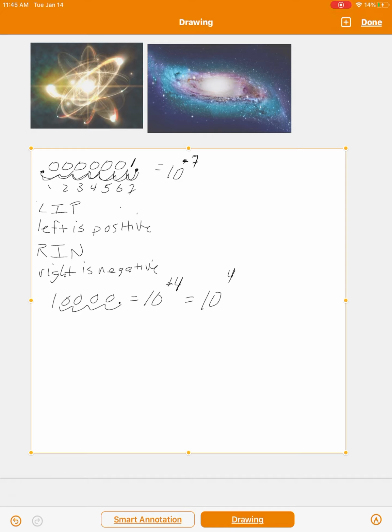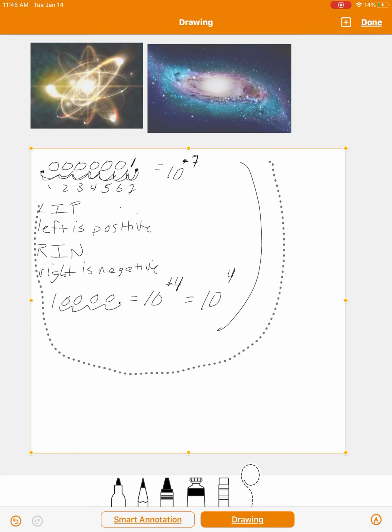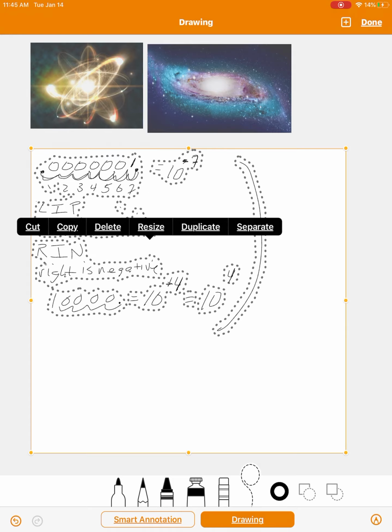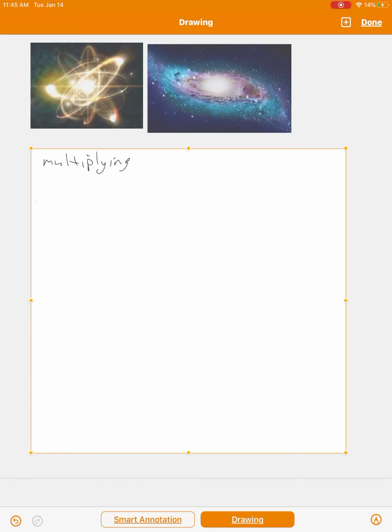Okay? So that's one aspect of it. Again, I'm going to go ahead and erase all of this so that we can now move on into the issue of multiplying and dividing.